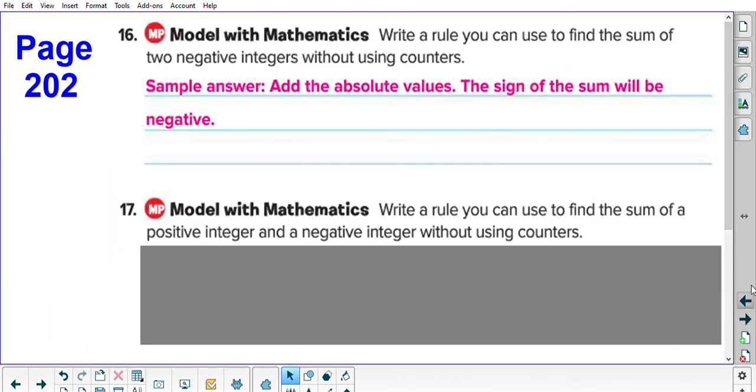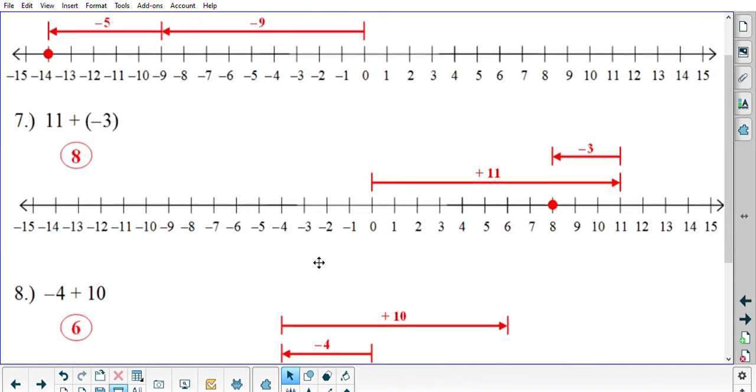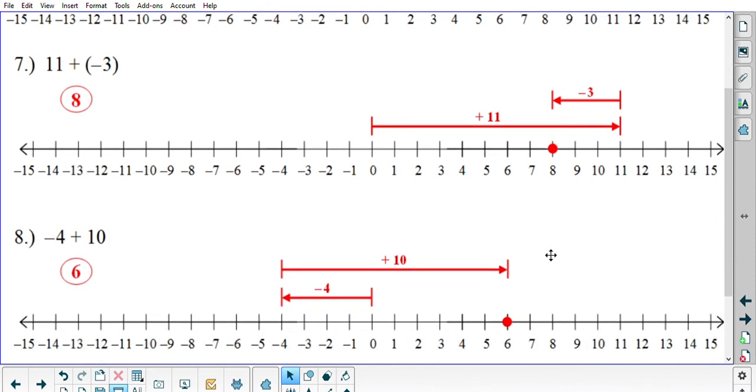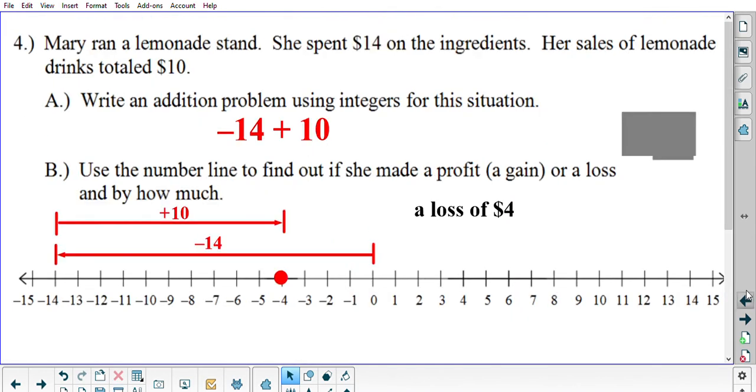Same thing on numbers 7 and 8. We have a positive and a negative, right? Or a negative and a positive. Looks like we're subtracting in our head. Yeah, 11 take away 3 or 10 take away 4. We are definitely subtracting in our head if we're going to do those problems without number lines. Is the answer always positive? Well, it is on number 7 and 8, right? But what about number 4? Oh, that answer was negative.